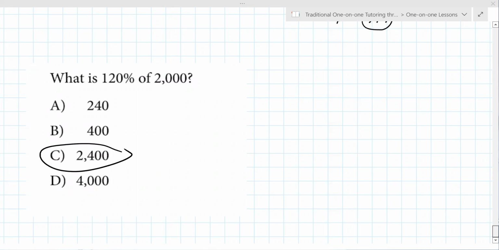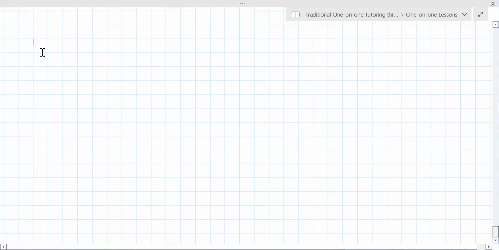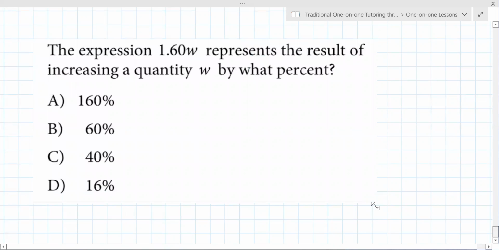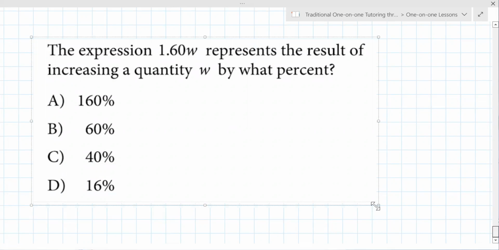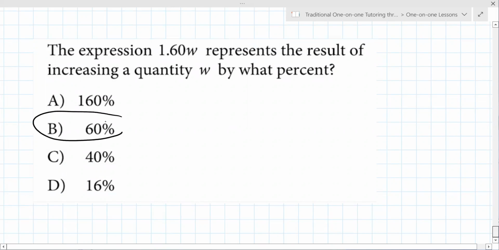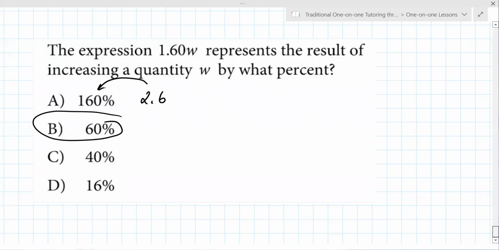Okay, here, this is like a classic. This is your classic test prep question. Could you read this out loud for us? The expression 1.60W represents the results of increasing a quantity W by what percent? 60. Okay, it's 60, yes. 2.6 would be 160%, and it's very easy to mix those up. If you need to, you can try numbers, but that's probably your best approach.